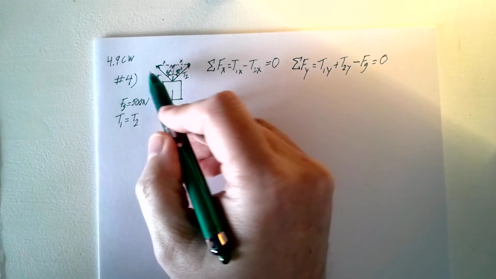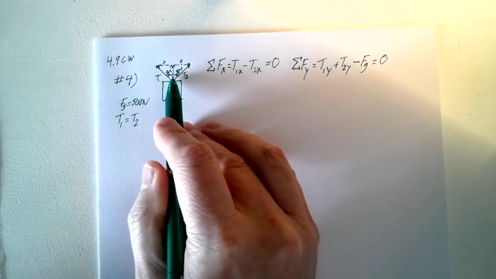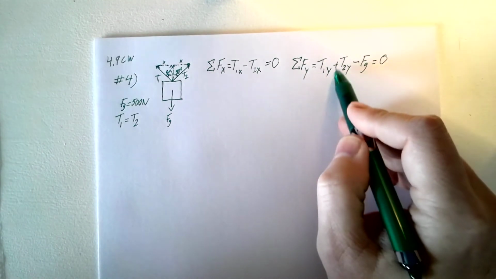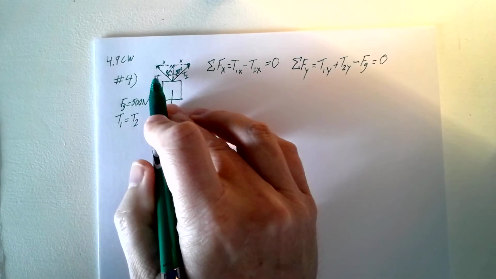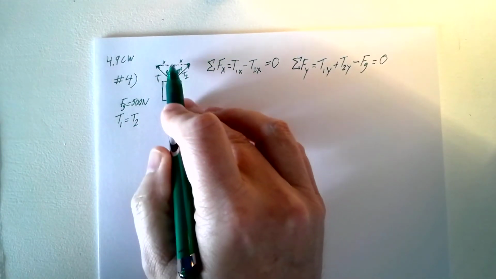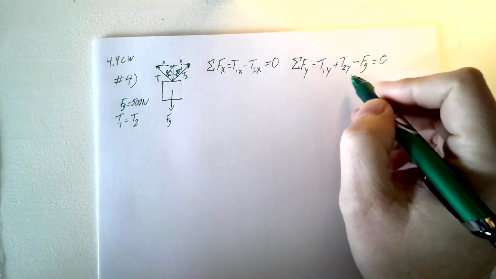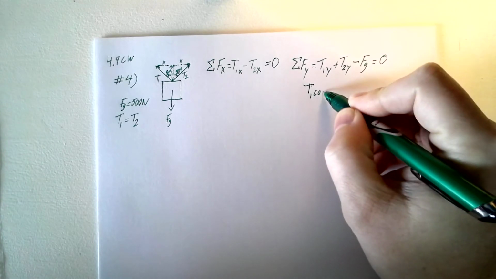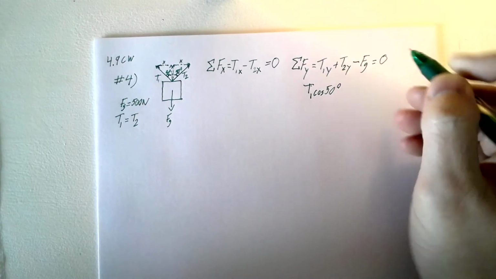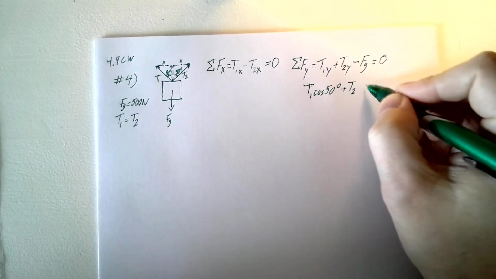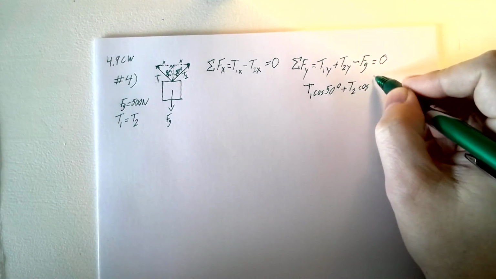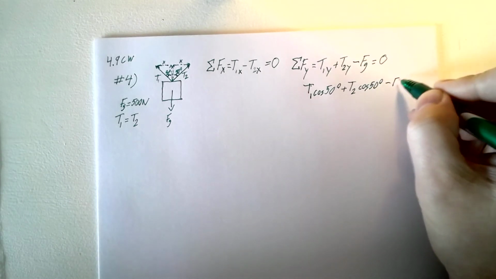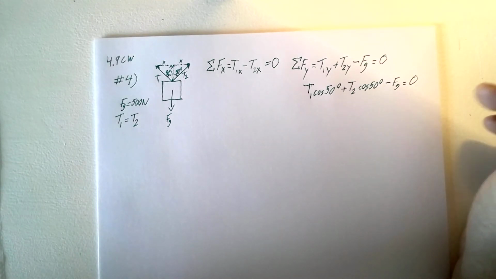So what we're looking for is this full tension. We know the angle within those component triangles. So if we look at the definition of T1y, we know that's T1 cosine 50, right? Okay, so we're going to rewrite this as T1 cosine 50 degrees plus T2 cosine 50 degrees minus our Fg, and that equals 0.